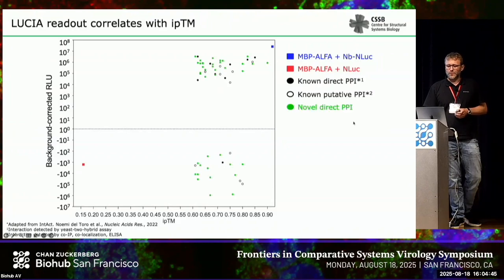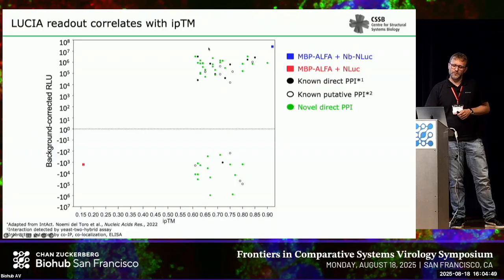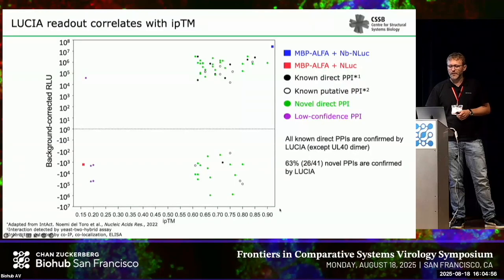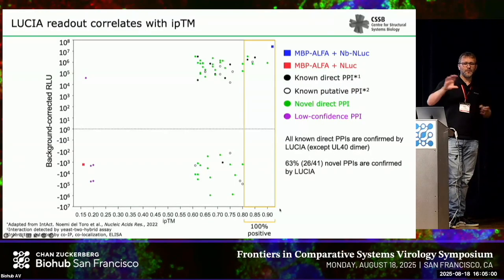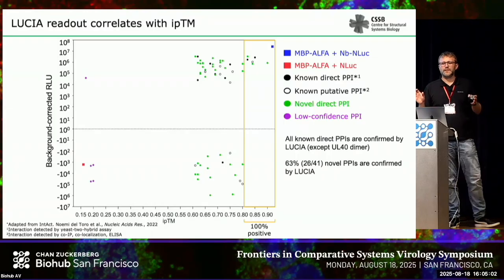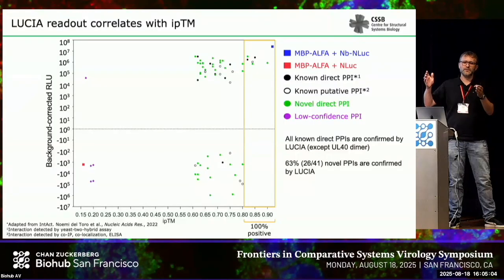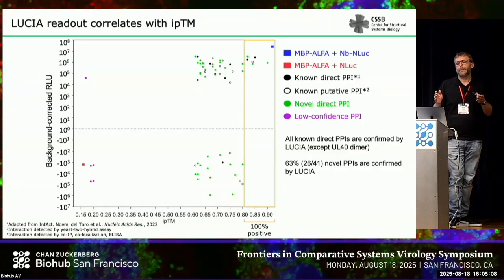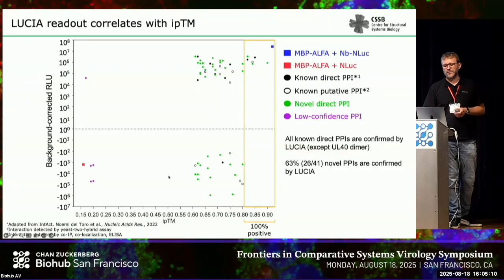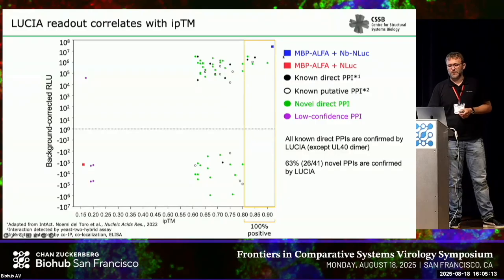And if you now go to the novel direct PPIs, you can see that about 60% of the novel PPIs we can actually confirm in LuCIA, and about 36% of them we can't. If you now look at this by IPTM range, and maybe you know AlphaFold, DeepMind basically says everything from 0.8 to 1, that's the high fidelity zone. These are interactions that are likely to be true, and that's what we're seeing. So all the interactions that are high IPTM, we actually can confirm.